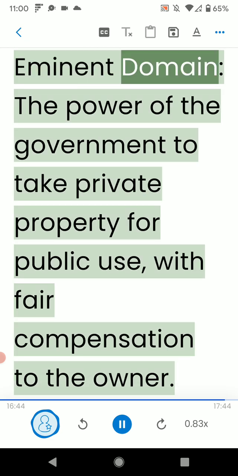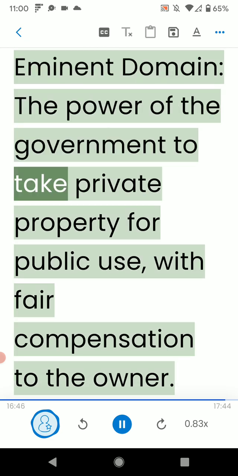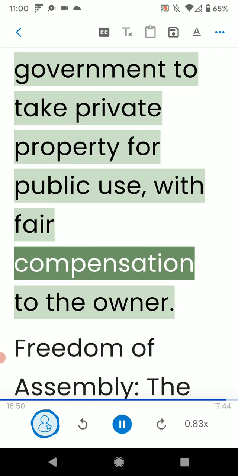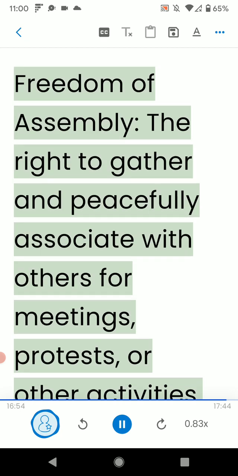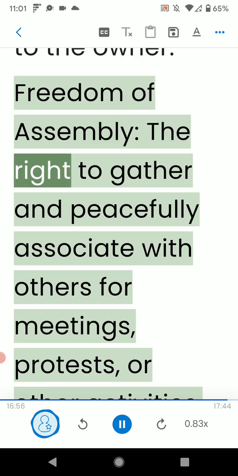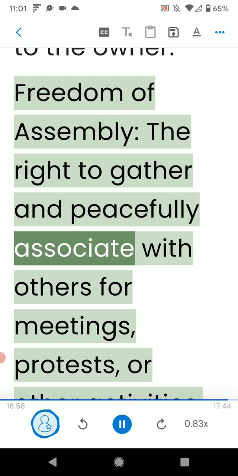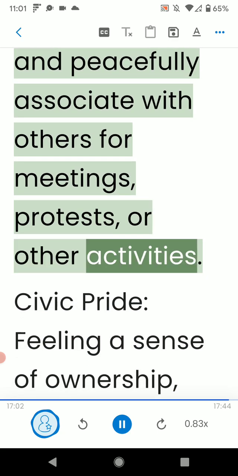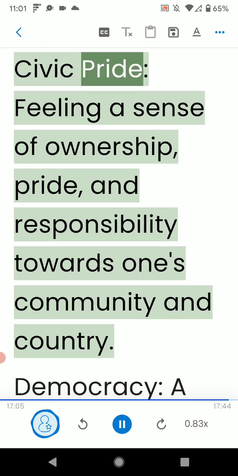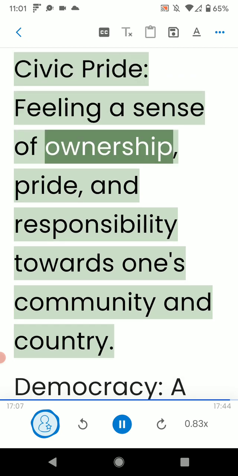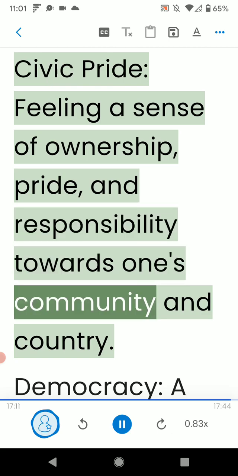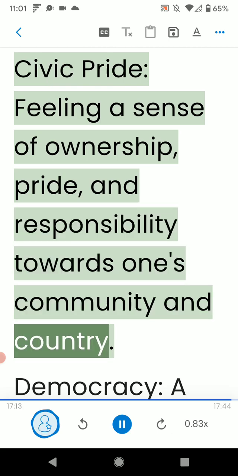Eminent domain, the power of the government to take private property for public use, with fair compensation to the owner. Freedom of assembly, the right to gather and peacefully associate with others for meetings, protests, or other activities. Civic pride, feeling a sense of ownership, pride, and responsibility towards one's community and country.